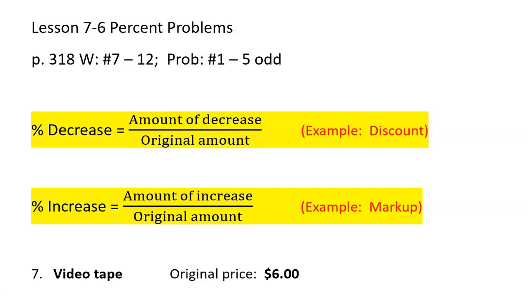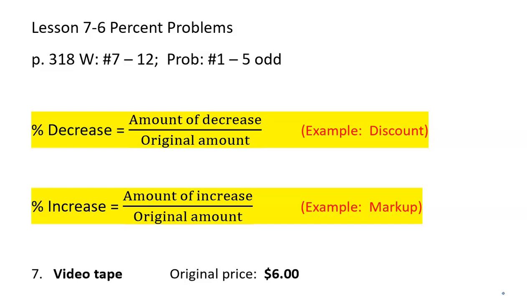This video is for lesson 7-6 about percent problems. Some of the questions might involve a concept called percent decrease. The formula to find percent decrease is to take the amount of decrease and divide it by the original amount. Those amounts could be prices or weights or heights or any sort of measurement. An example percent decrease that you had yesterday was a discount.